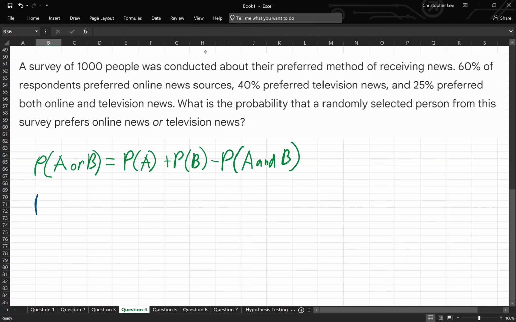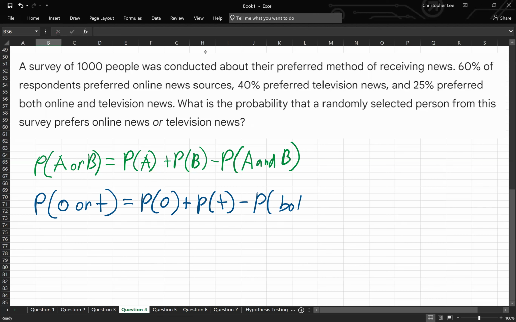So what is the story? They want to know the probability of online news or television. And that's going to be the probability of online plus the probability of television minus the probability of both online and television. And then just plug in the numbers, right? The probability of online is what? 60%? Right? That was given right here.